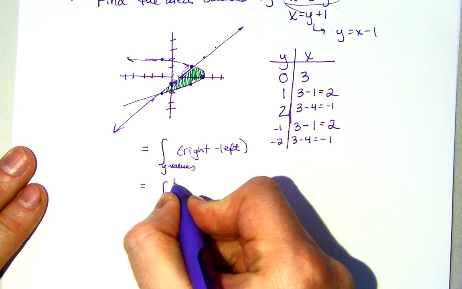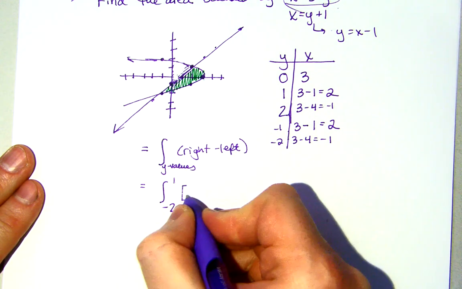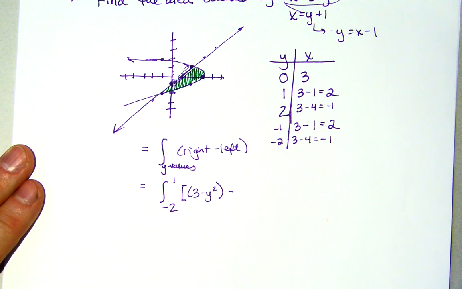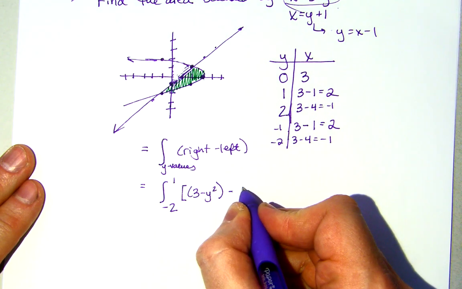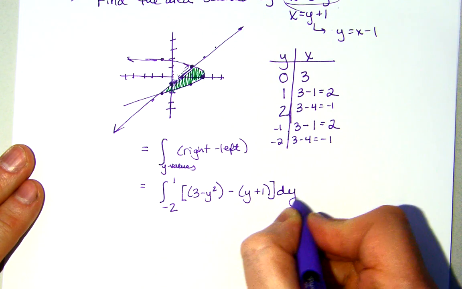1. What's the right function, the parabola or the line? Parabola. So I'm going to say 3 minus y squared minus what's the left? Y plus 1. And it's going to be dy.